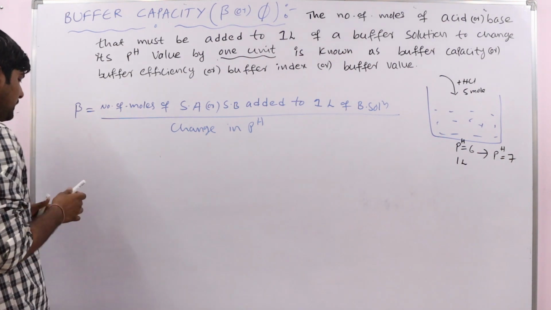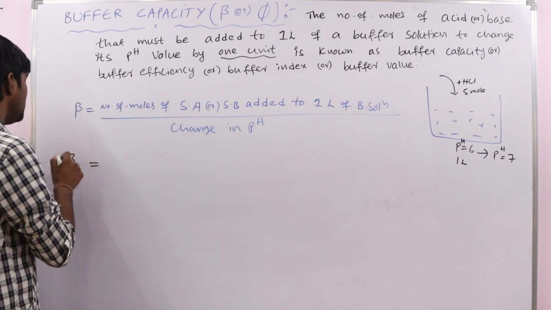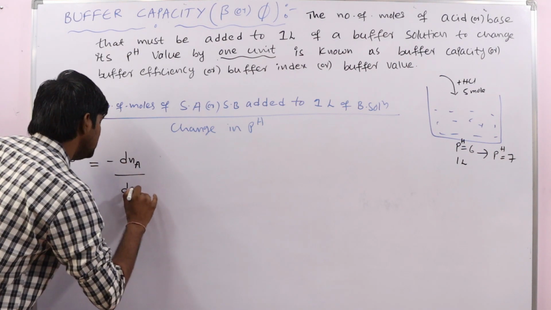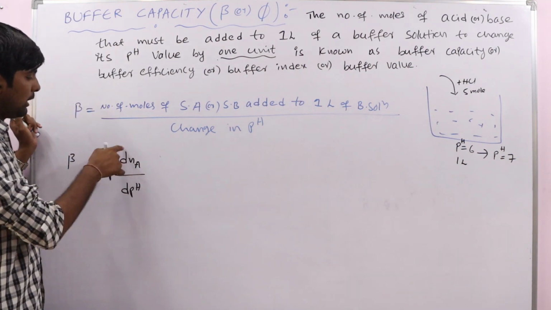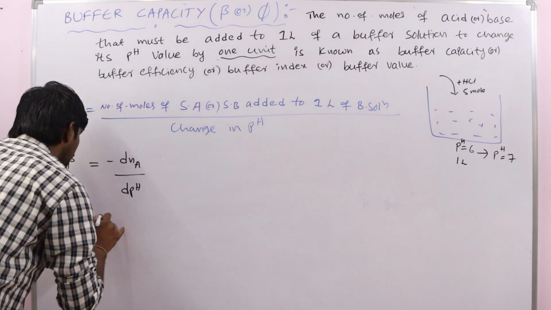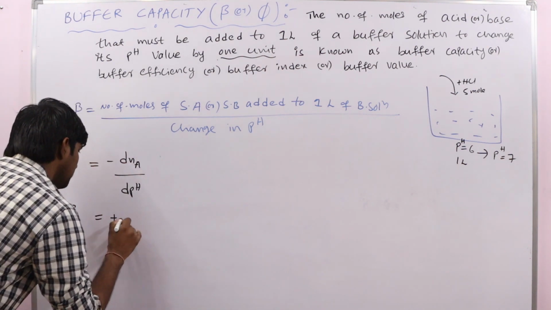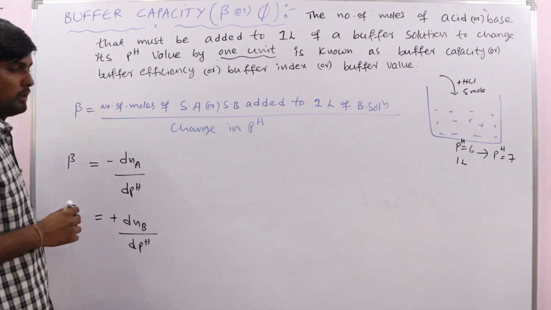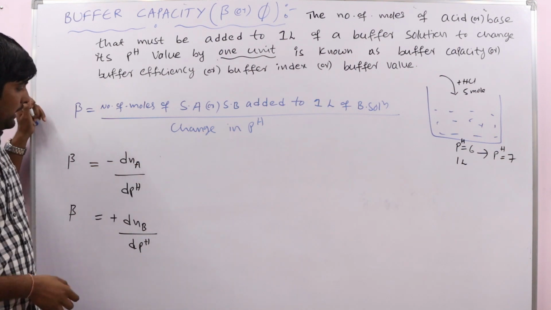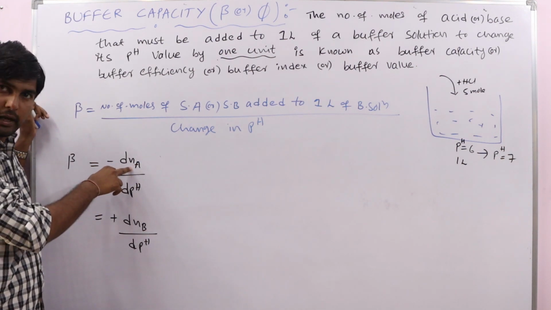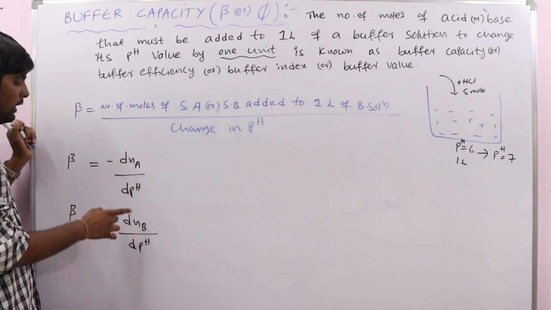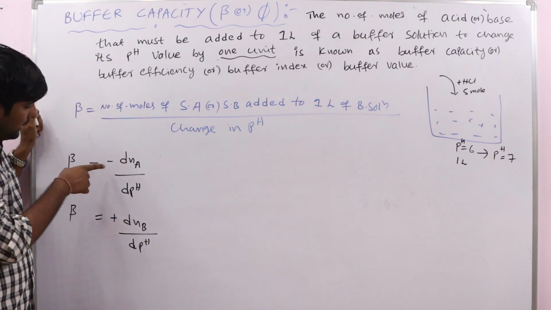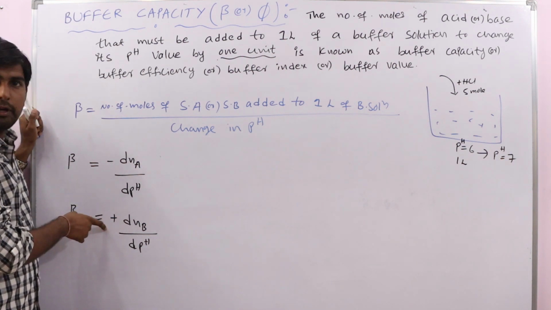So we can write beta is equal to minus dNA by the change in pH, where this is the number of moles of acid added, or the number of moles of base added by the change in pH. Yes or no? See here, why we are taking minus and plus is very important.